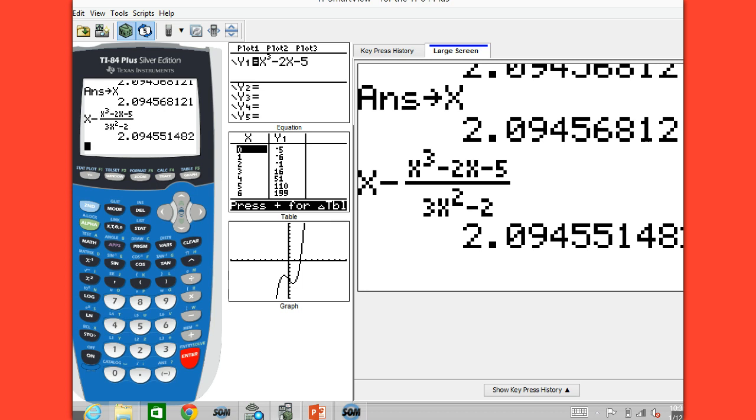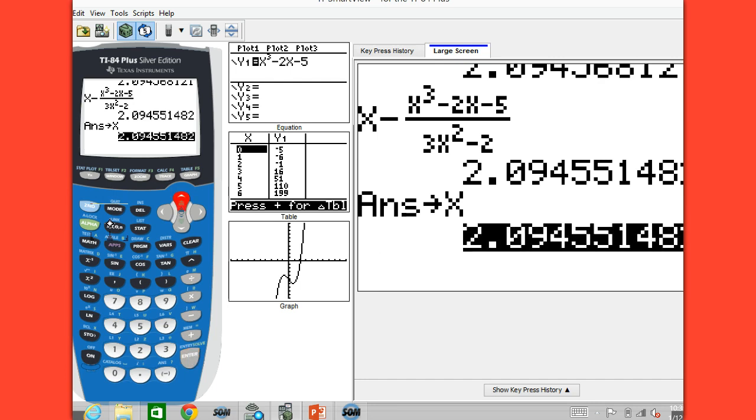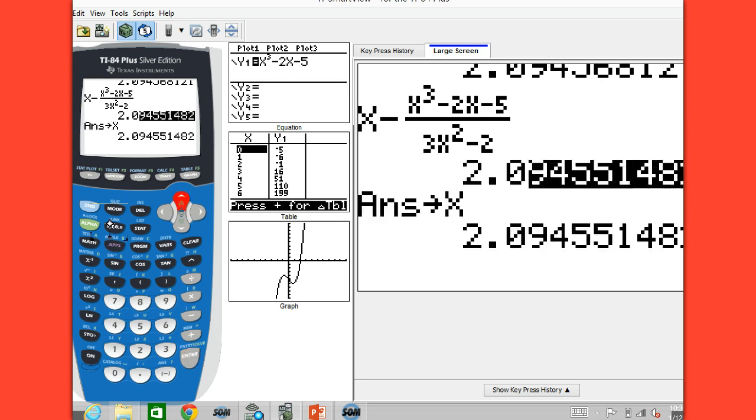Now, be careful, because when I store a value to X, it automatically retypes that value, so it's easy to look at it and go, oh, I got the same answer twice. I didn't. It just was where I stored it to X, okay? So I need to check and make sure, okay, let me store that to X. That's not the same answer twice. That's just my calculator saying, okay, I got that for X. I'll plug that into the equation.